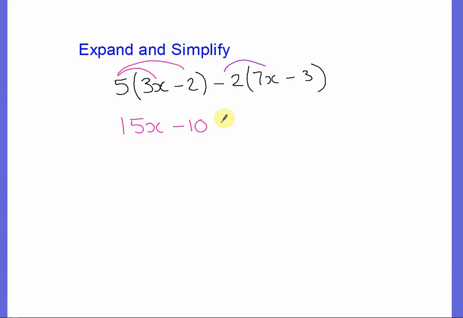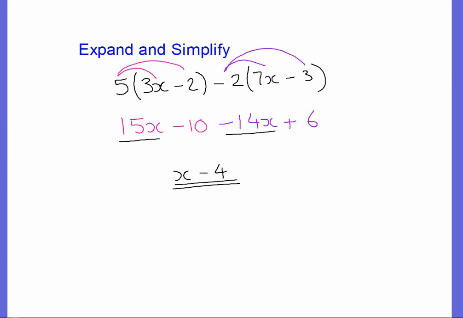Minus 2 lots of 7x, well that's minus 14x. But this bit is where people go wrong. You've got a minus, you're multiplying by another minus, we're going to get an addition. And 2 3s are 6. So a lot of people write minus 6 here. They're just not thinking enough about the problem. So 15x's, take away 14x's, well that's just a single x. And we have minus 10, we're going to add 6, we end up on minus 4.